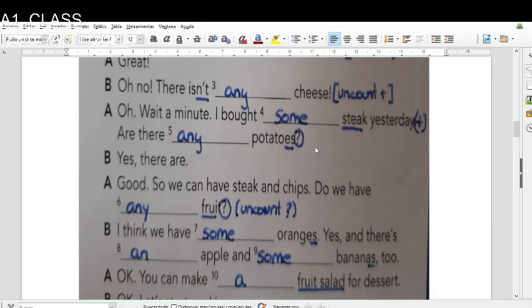Are there, interrogative, potatoes? But interrogativa, potatoes, plural, ¿qué me sale? Any. Are there any potatoes? ¿Hay patatas? Plural, interrogativa, any. Tengo que hacer este juego para que mi esquema os funcione. Are there any potatoes? Then, interrogativa, vale. Plural, ¿qué me sale? Well, yes, there are.